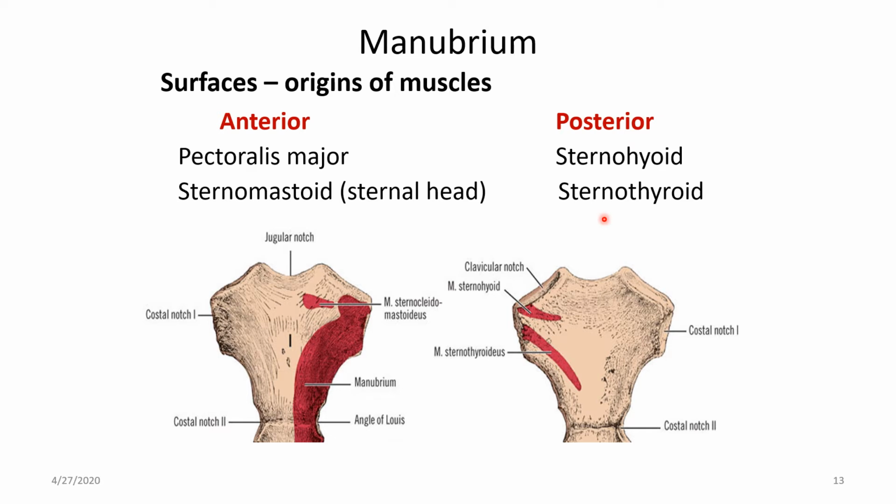So, the manubrium on its anterior surface gives origin to the muscles, the pectoralis major and sternomastoid muscle, both sternal heads of the sternomastoid. Then on the posterior surface, two muscles take origin. They are the sternohyoid and sternothyroid muscles.